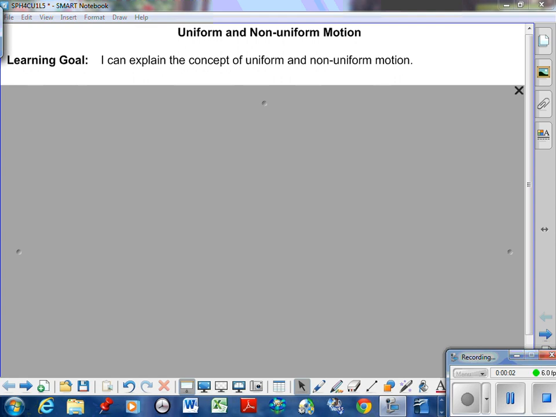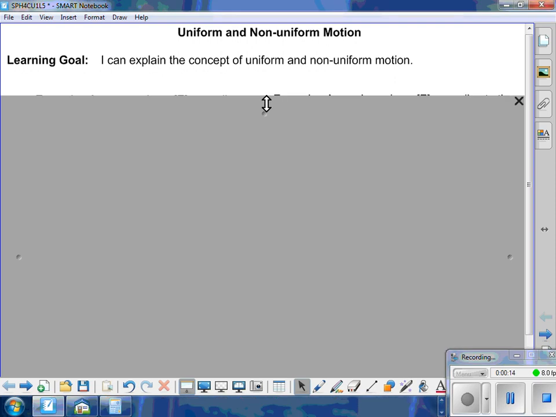Hello and welcome to the fifth lesson in Unit 1, and we're talking about uniform and non-uniform motion. So the goal today, I want you to be able to explain the concept of uniform and non-uniform. So basically what uniform means is that we have the cruise control on. All right, we're traveling at the same velocity all the time, so we have cruise control on.